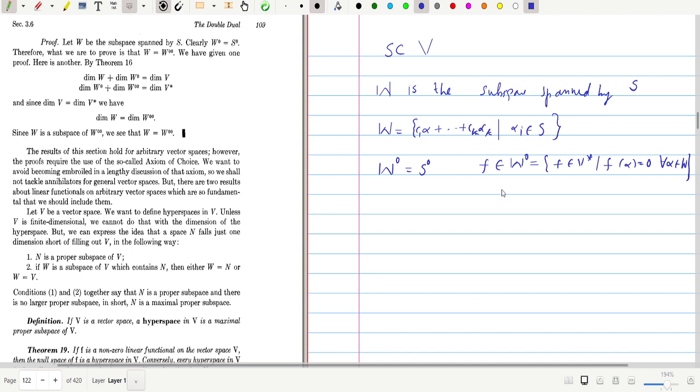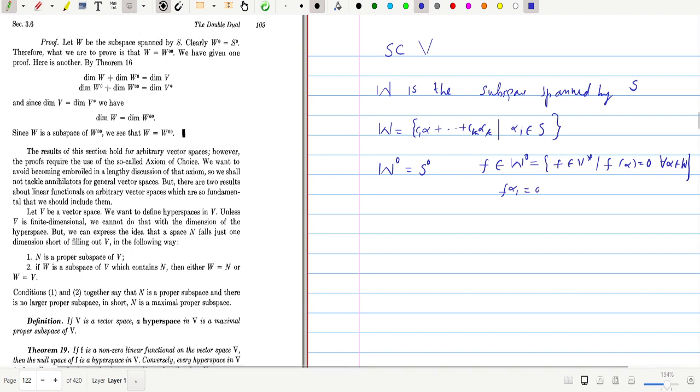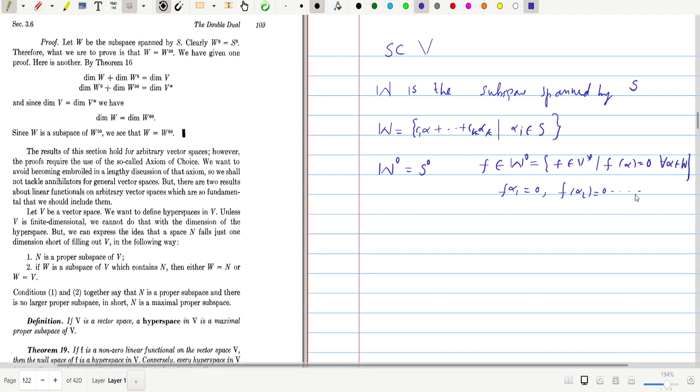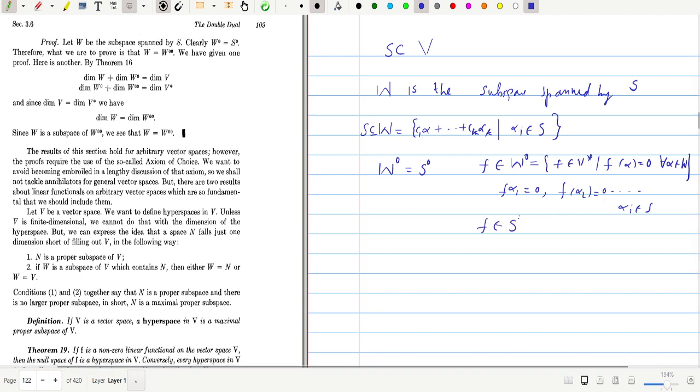Okay, so in fact this F maps alpha 1 to 0, F of alpha 2 is equal to 0, for all alpha 1, alpha 2, alpha i belonging to S, because W contains the linear combinations. Anyway, S is always a subset of W itself. Every element of S is an element of W. Then whenever F sends every element of W to 0, F sends every element of S to 0 as well. So this shows that this F belongs to S naught.